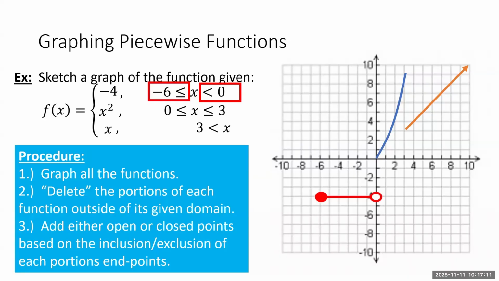Now I jump up to the parabola. At x = 0 on the parabola, I'm going to have a closed circle. And at x = 3 on the quadratic parabola, I'm going to have a closed circle as well. So I put closed circles on those endpoints. And since on formula 3, the identity function, 3 is a strict inequality there, I'm going to put an open circle on that. And this is going to pass the vertical line test. This is a piecewise function.